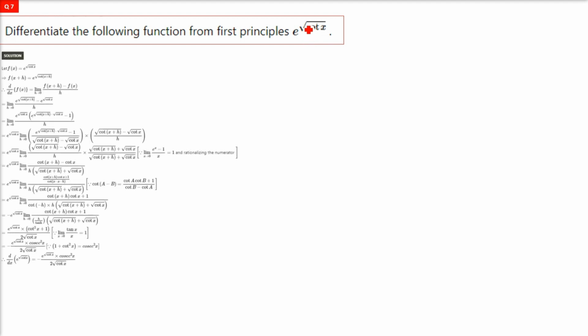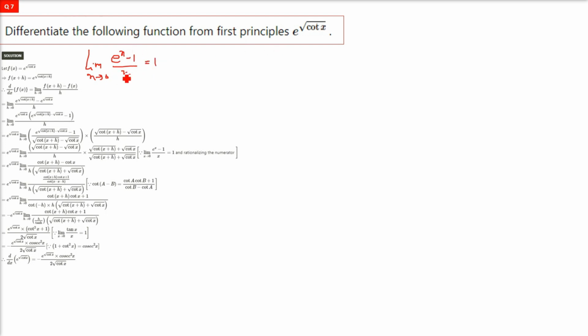So those who want to try this question themselves, I have given a reference on the left. But those who want to understand how this has to be done, we will be using certain identities. e raised to x minus 1 by x, limit x tends to 0, is equal to 1. This is the first thing.